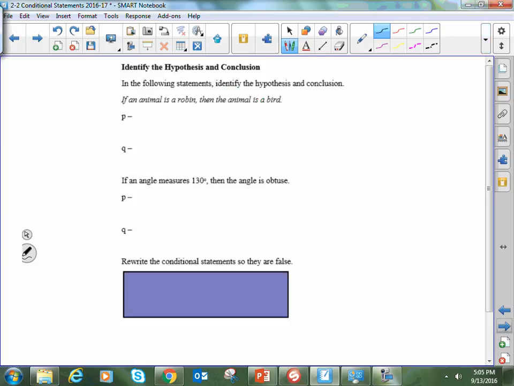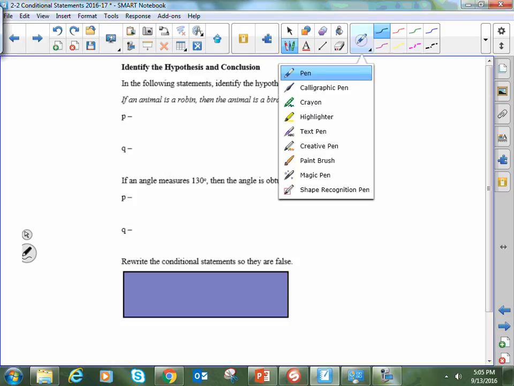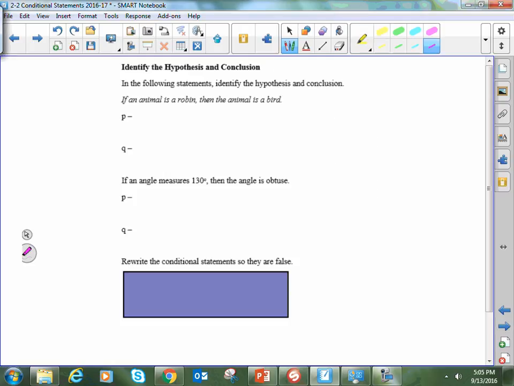Now let's take a look at our conditional statements here. So I'm giving you two conditional statements, and I want us to be able to identify the hypothesis and the conclusion. So here, let's identify the hypothesis, and I'm going to do this in green. The statement says, if an animal is a robin, then the animal is a bird.